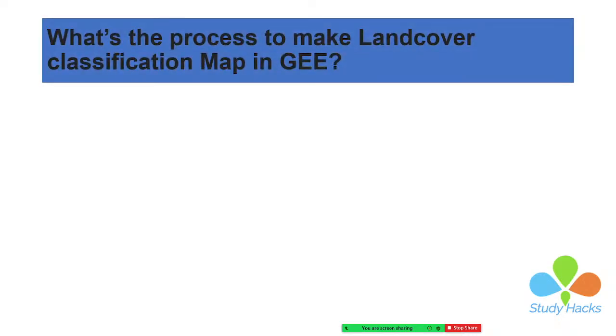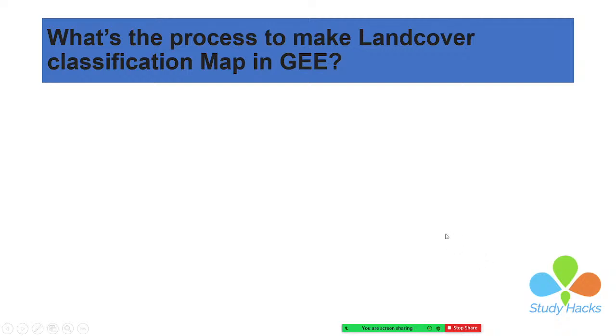Okay, so now we already know about the Landcover classification map and what we can do, but what is the process to make the Landcover classification map using the Google Earth Engine platform? This process is the same for all satellite imagery, whether Landsat or Sentinel. For every image you can follow the same process. First of all I will discuss it step by step so that you can easily understand everything.